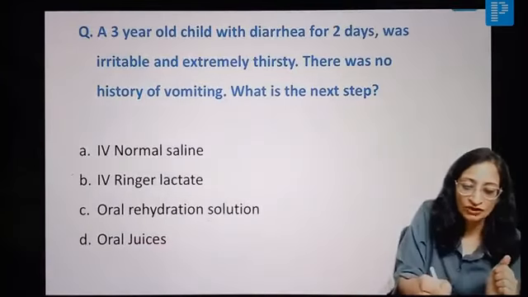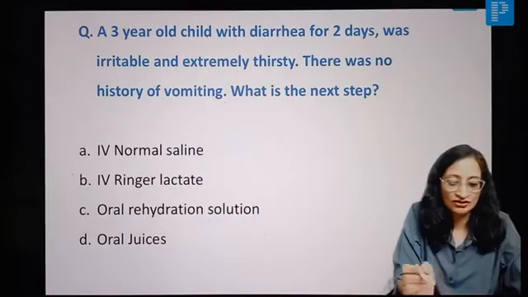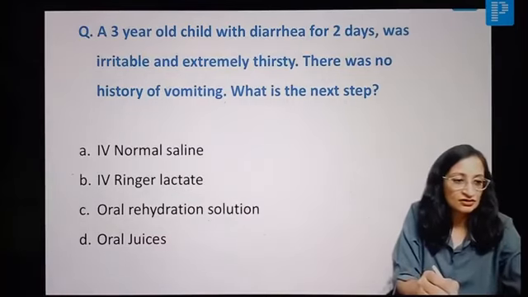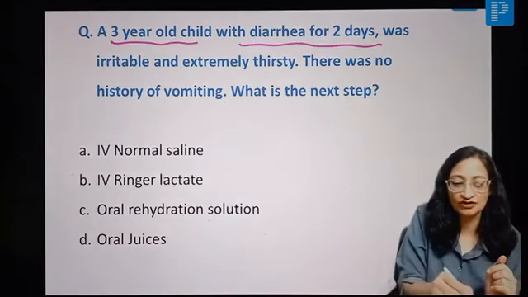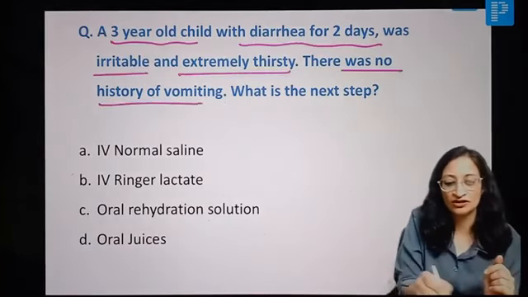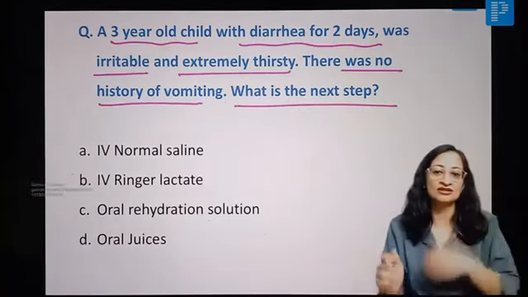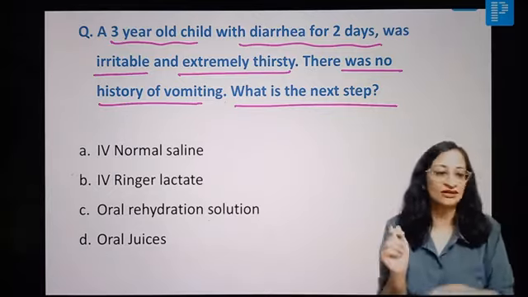Now, moving ahead, what you have here is a 3-year-old child. Just a minute, my video was lagging. So we have a 3-year-old child with diarrhea for 2 days who was irritable and extremely thirsty. There was no history of vomiting. What is the next step? Will you give IV normal saline, IV Ringer lactate, oral rehydration solution, or oral juices? I will let you answer this question.